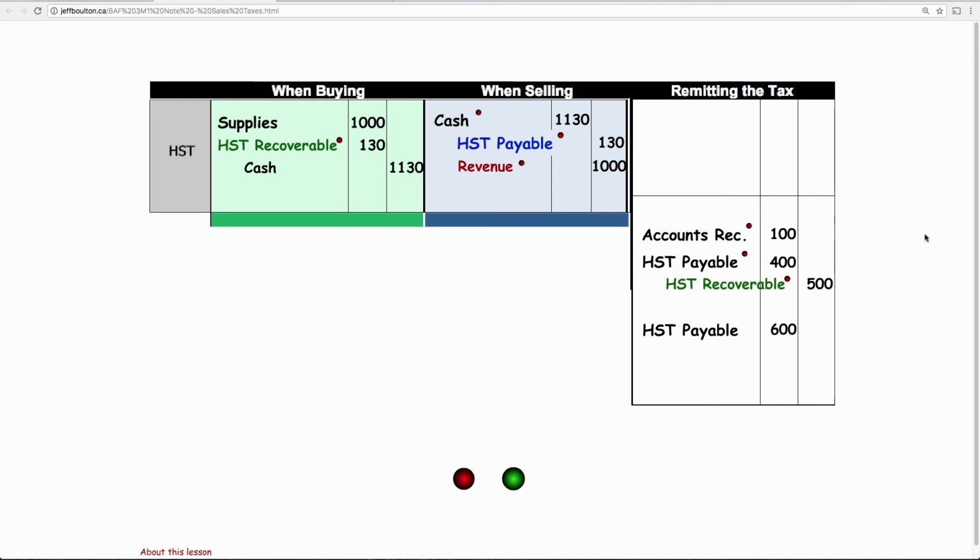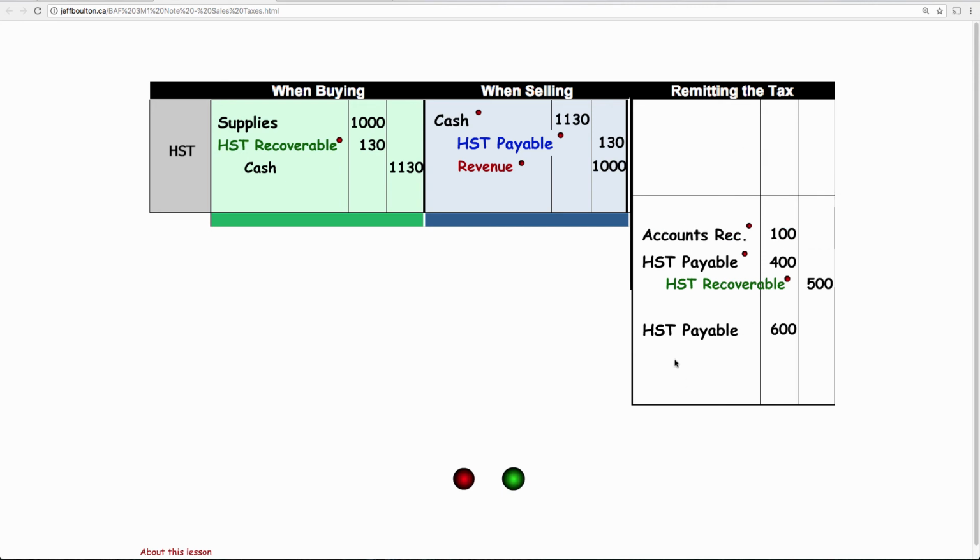So to zero it out, we debit that. The difference determines how much money is either sent to the government or how much money the government owes us. In this case, the government owed us $500. We owed the government $400. So the difference is $100. They owe us $100. So we debit accounts receivable from the government for $100.